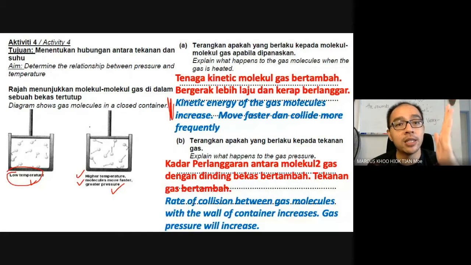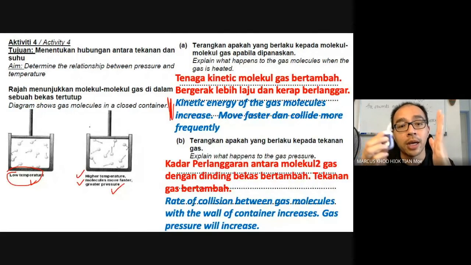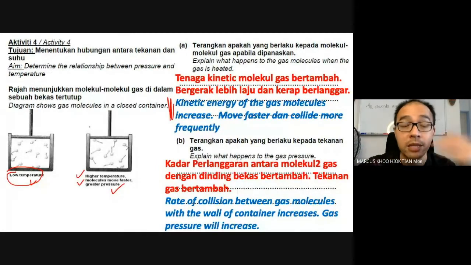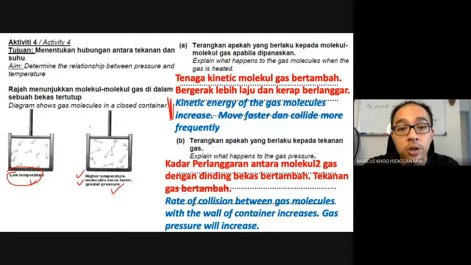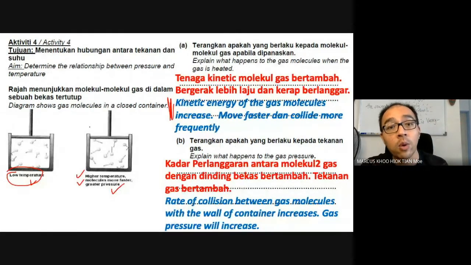Let's say this is the container and this is the gas molecule. If it collides like this, there is less pressure. But if it collides like this, there is much higher pressure because there is more collision in a short amount of time. So that's why we say the rate of collision between the gas molecules and the walls of the container increases. When that happens, gas pressure will increase.